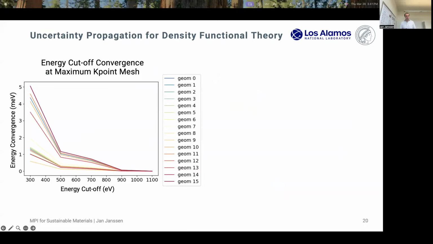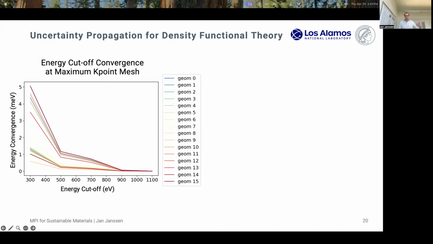So now we can put these two parts together, right? So we take our DFT calculations and try to train machine learning potential on this and look at how the uncertainty that we have in our DFT calculation in terms of the basis set, so here in terms of the energy cutoff, affects the precision of our potential.